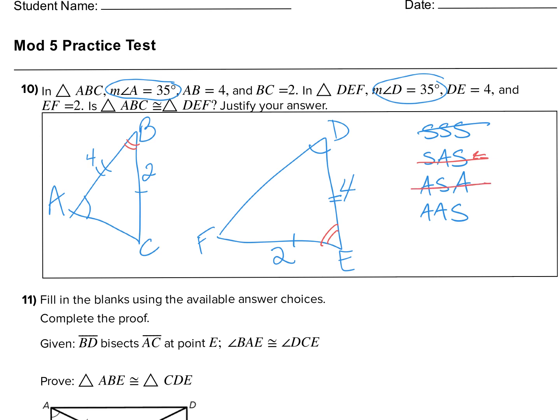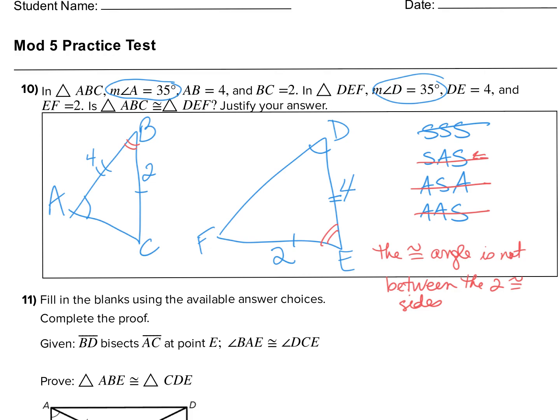We're not given 2 congruent angles in this situation either. So the answer is no. These 2 triangles are not congruent because the congruent angle is not between the 2 congruent sides. You could also phrase it that for these 2 triangles to be congruent, angle B and angle E would have to be congruent based on the information given.